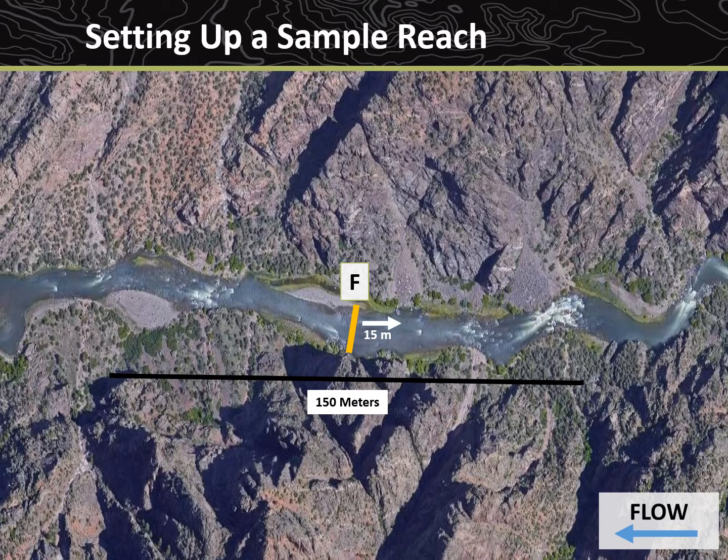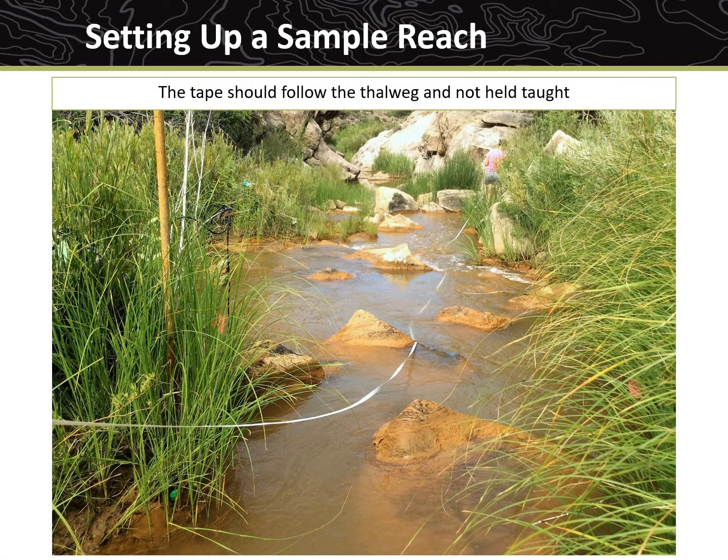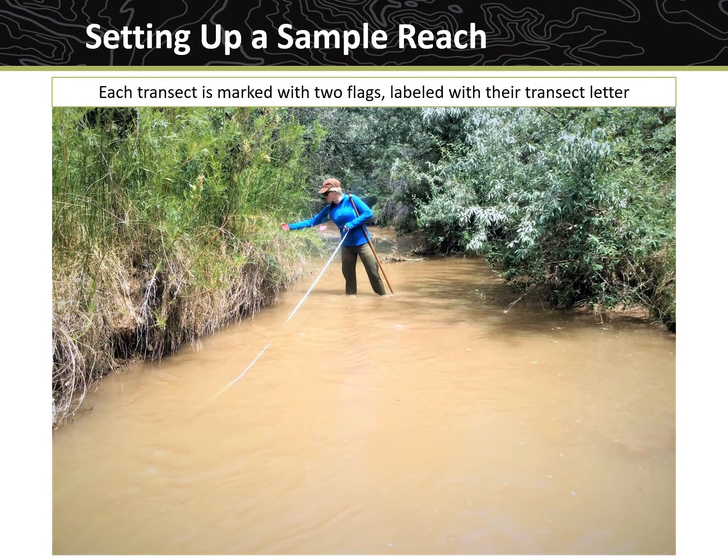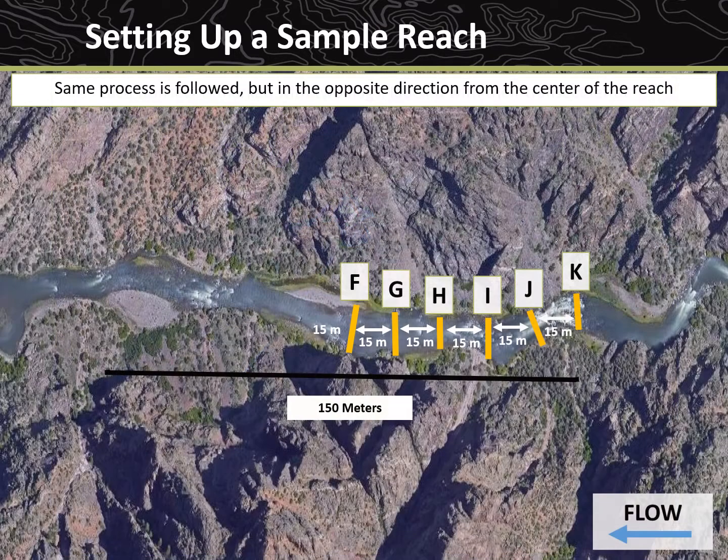Starting from F and moving up or downstream, transects are measured along the thalweg using a measuring tape. The tape is allowed to follow the thalweg and is not held taut. This may require allowing the tape to rest in the stream flow or weaving through vegetation. Each transect is then marked with 2 flags labeled with their corresponding transect letter, one on each bank. This process is continued up or down the reach until the top or bottom half of the reach is completely set up. After returning to the F transect, the same process is followed, but this time in the opposite direction from the center of the reach.